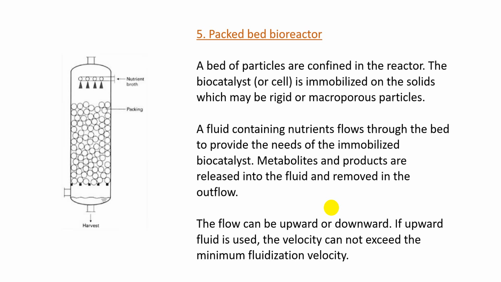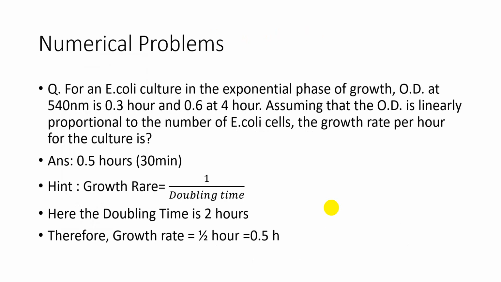You can see there is an outlet at the bottom for harvesting of the products, and the flow can be upward or downward. This means the media can be supplied from the bottom, or it may be poured from the top. Both cases are possible. The flow can be upward or downward. If upward flow is used, the velocity cannot exceed the minimum fluidization velocity.